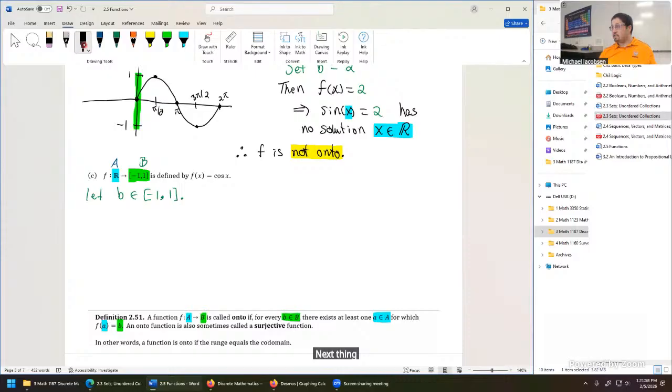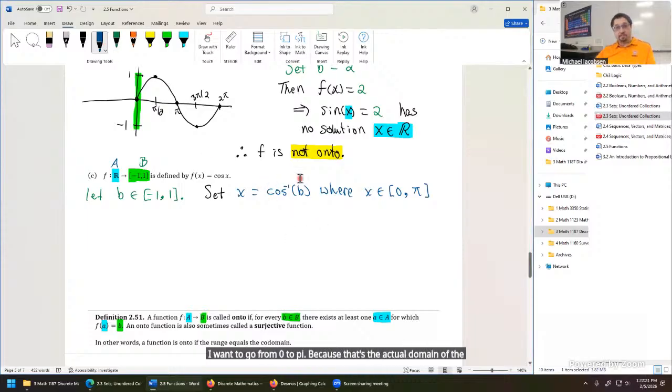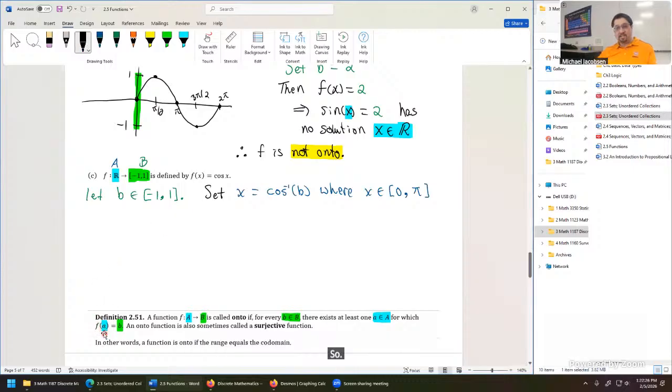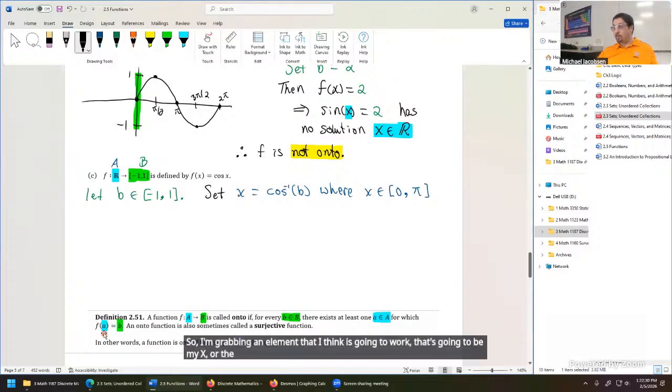Next thing we can do is, let's say, set x equals cosine inverse of b, where x is in the set. I want to go from 0 to pi because that's the actual domain of the cosine inverse function that I'm defining. So I'm grabbing an element that I think is going to work. That's going to be my x, or the a if you prefer to call it that way.